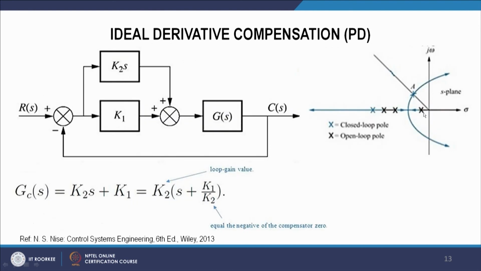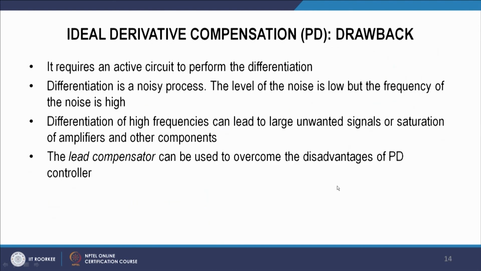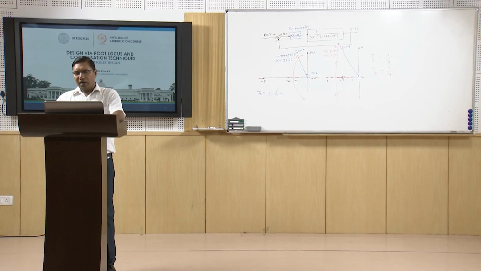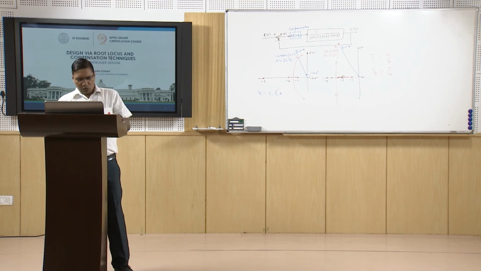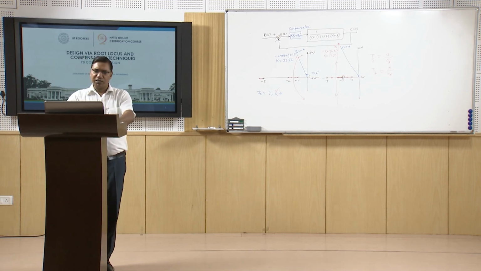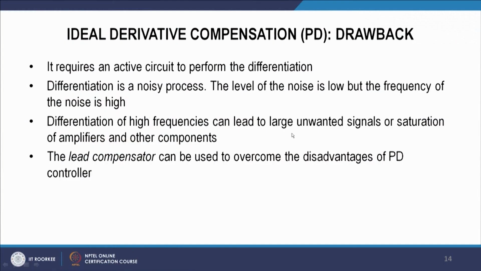Now we come to the ideal derivative compensation drawback. There is some drawback of this ideal derivative compensation. It requires an active circuit to perform the differentiation, and differentiation is a noisy process. The level of the noise is low but the frequency of the noise is high. Therefore, differentiation of high frequencies can lead to large unwanted signals.